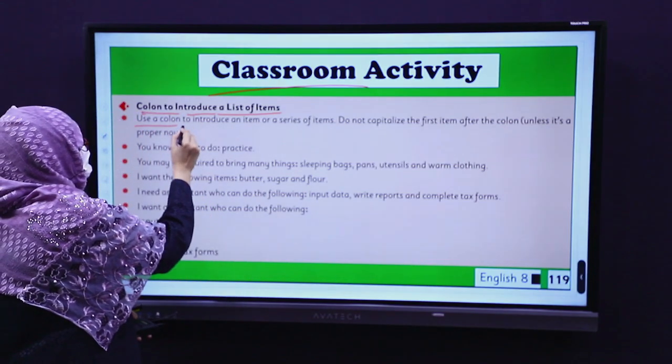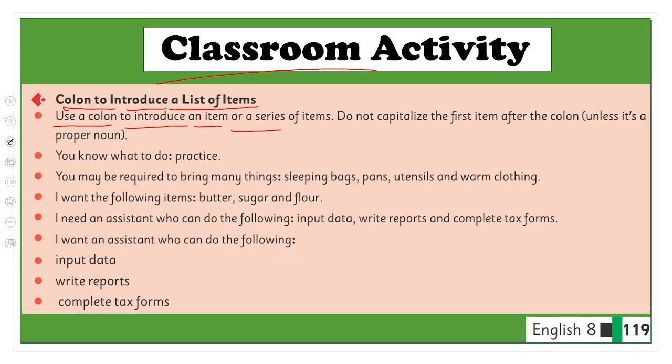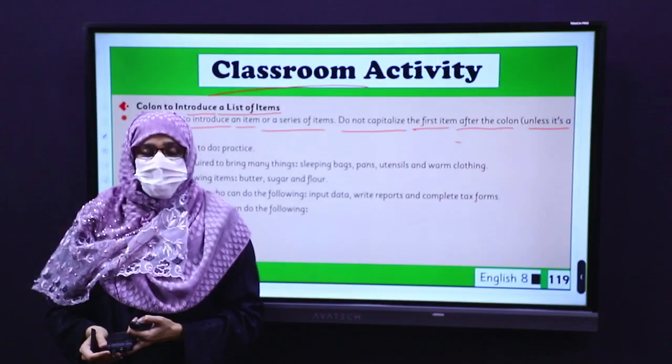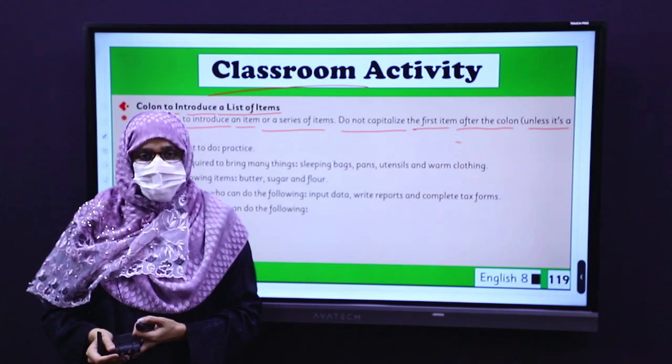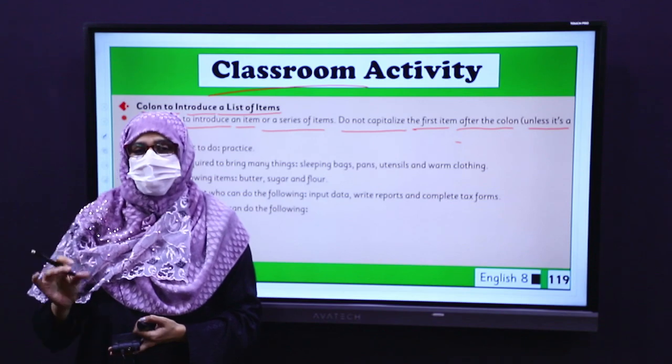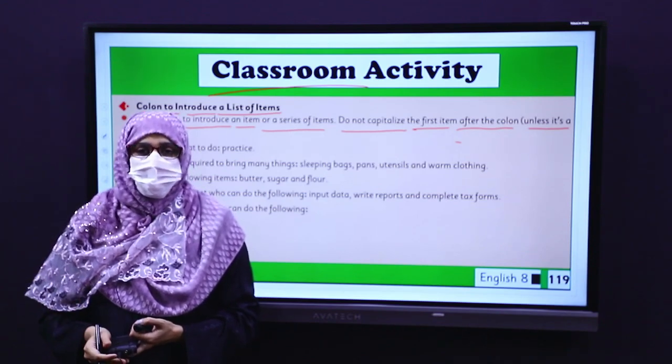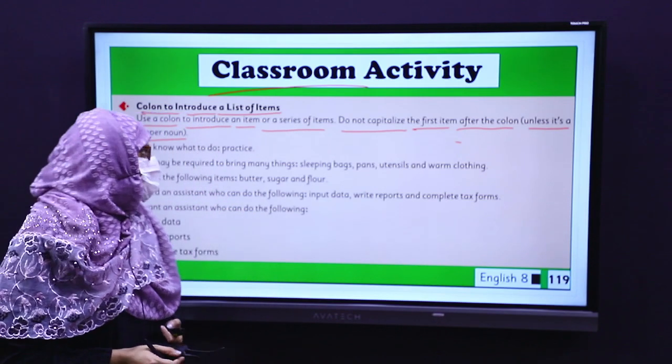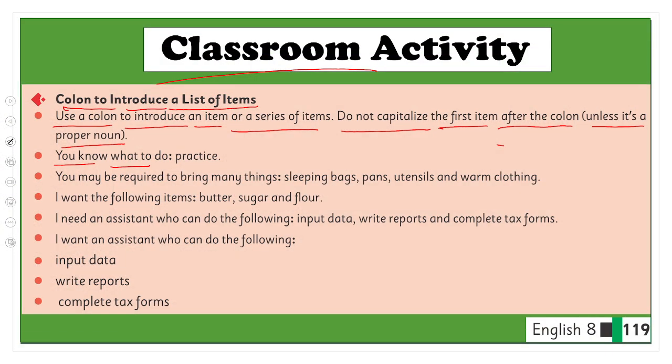Use a colon to introduce an item or a series of items. Do not capitalize the first item after the colon unless it is a proper noun. So, when we are supposed to make a list of different items, we use colon and we do not capitalize those items unless they are proper nouns. You know what to do.